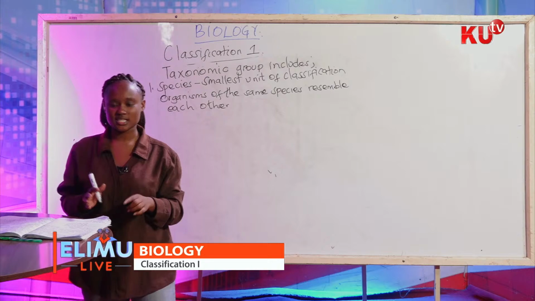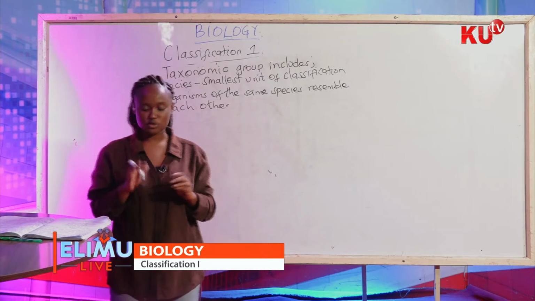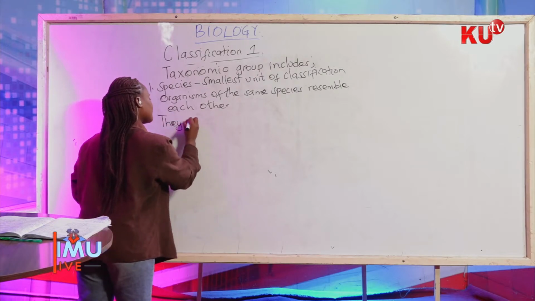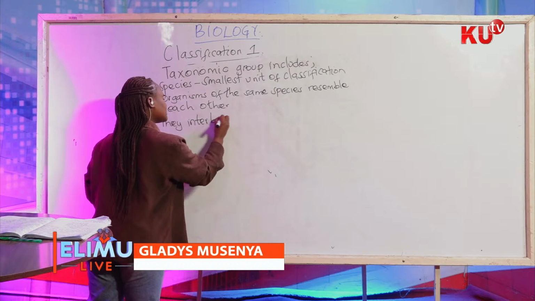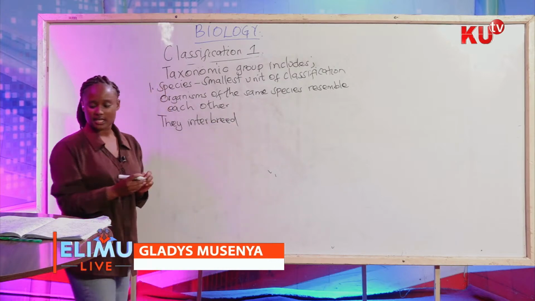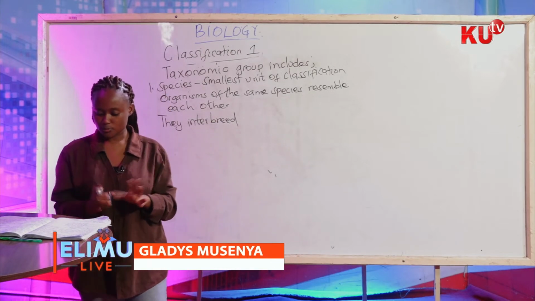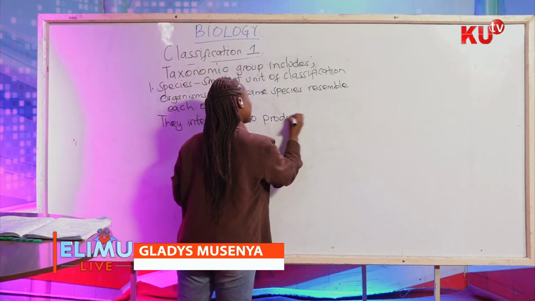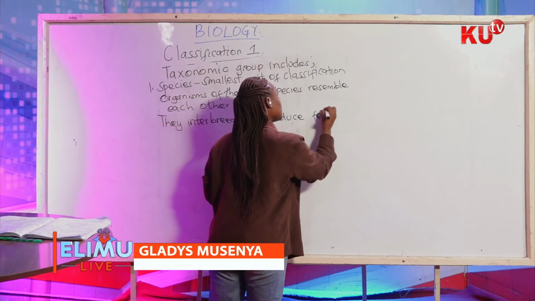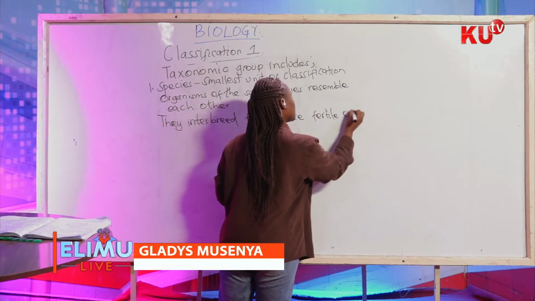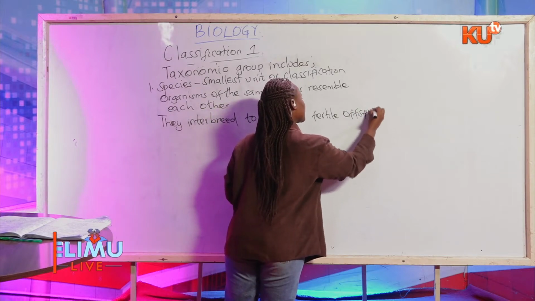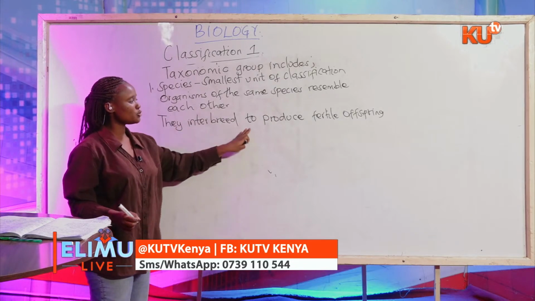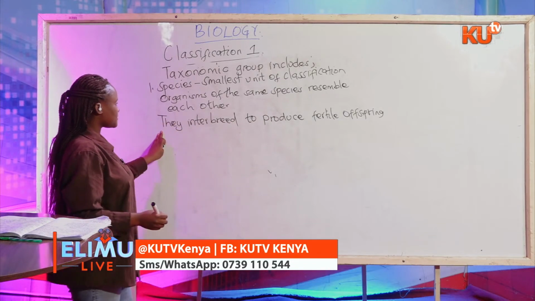Members of species interbreed to produce fertile offspring. So they interbreed to produce fertile offspring. Members of the species, they interbreed to produce fertile offspring.